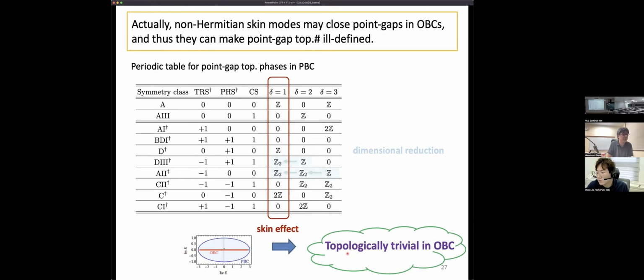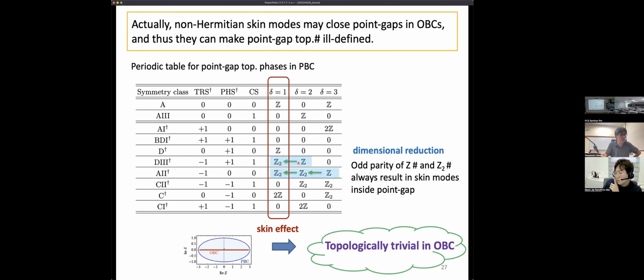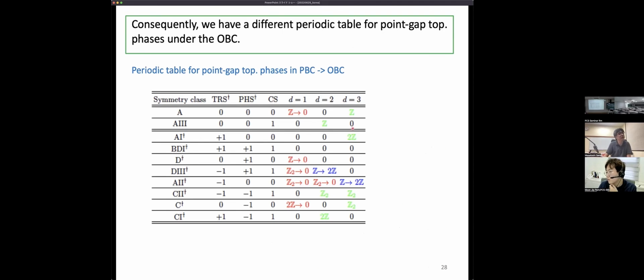We also found that by using dimensional reduction, we can relate this topological number to the one-dimensional topological number. This means that the odd parity of that number always results in skin modes inside the point gap. So this topological number also becomes trivial in the open boundary conditions. Consequently, we have a different periodic table for the point gap topological phases under the open boundary conditions.